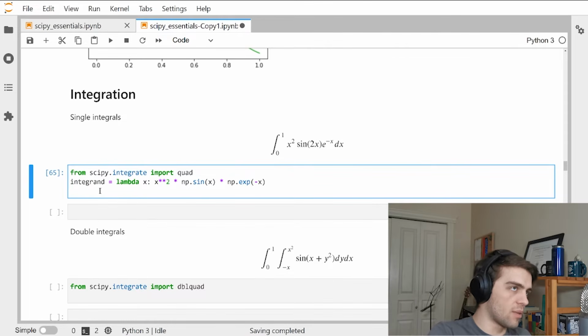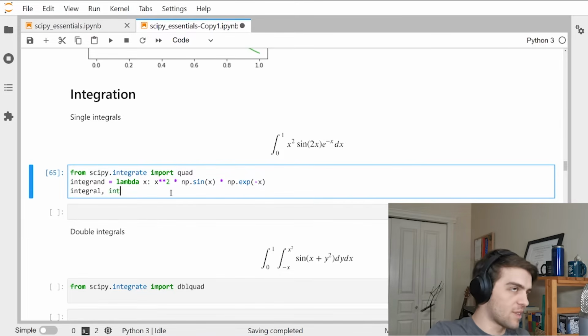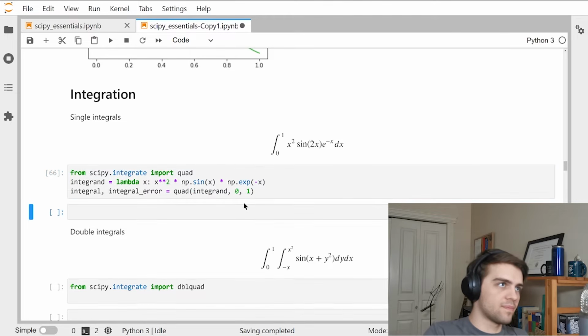And so for this, I go integral. And it's even so nice to provide us with an integral error. It's a very kind library here. So integral, error is equal to quad. This is, of course, the function that does all the integrating. And I will feed it the integrand, and then I will feed it the bounds.